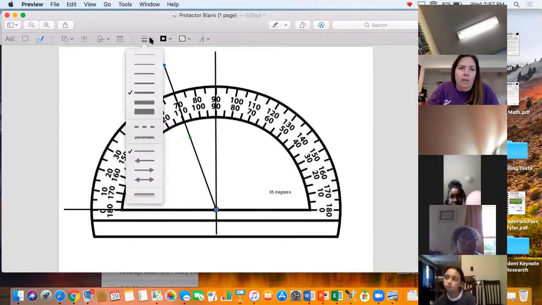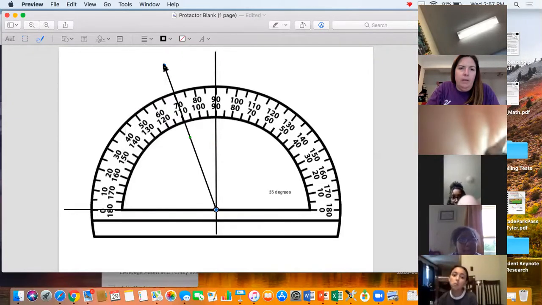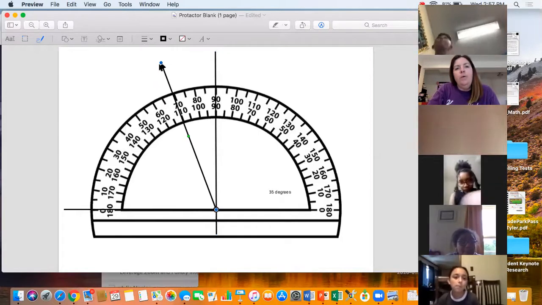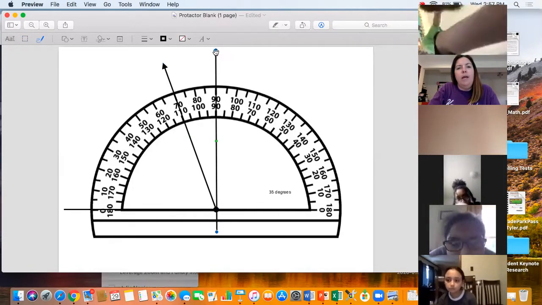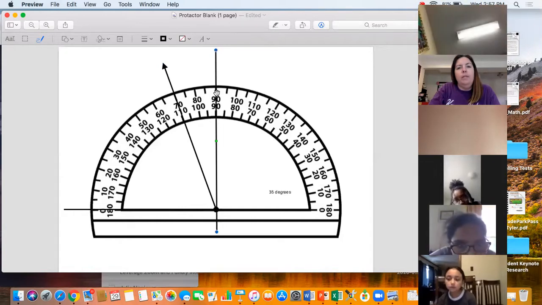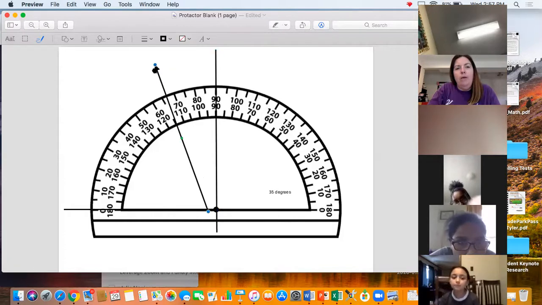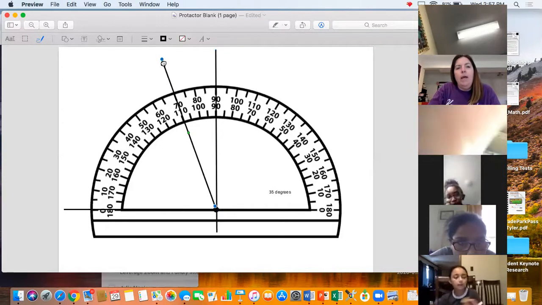I'm going to make this one a ray. Look at that. Just change it to ray. So I want you to look. This one is a 90-degree angle, Nia. It's facing straight up, and it goes through where it says 90 degrees. Now look at the one that I made a ray with the arrow. What kind of angle is that?